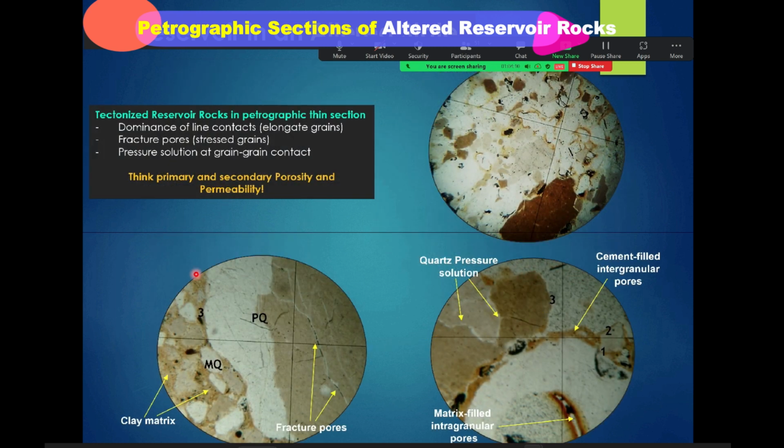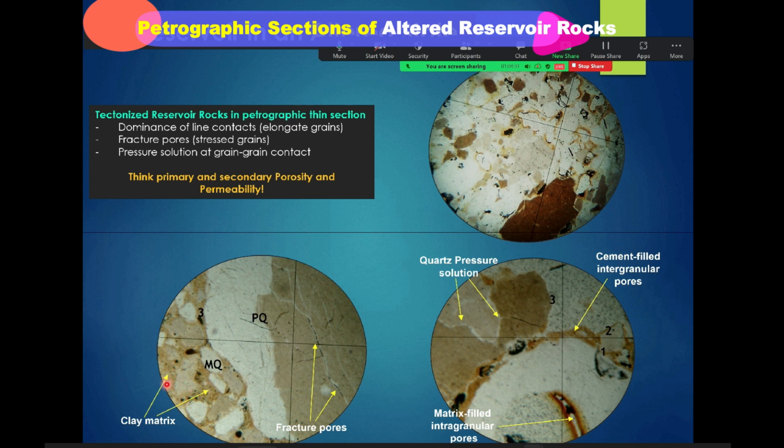Okay, now I'm showing you other sections here. There are additional examples of fracture pores here. PQ here is polycrystalline quartz, MQ is monocrystalline quartz. The grain has been broken again because of stress, just like what happens when you get tired, when you're broken, when you're injured. Okay, it gives room for a lot of other things. So that's what is happening here.